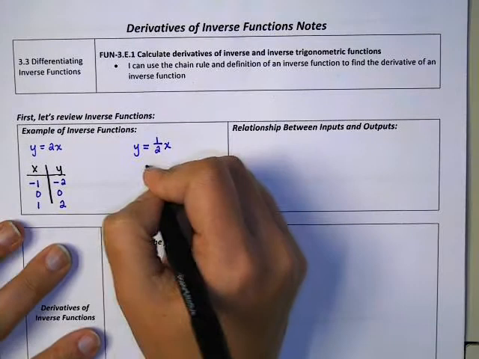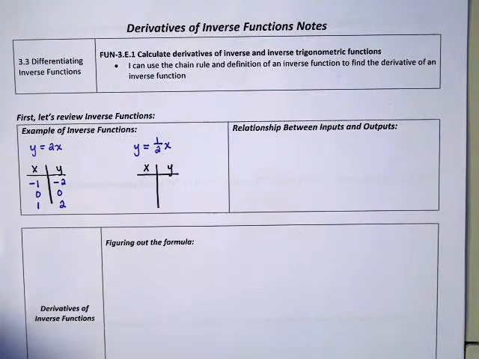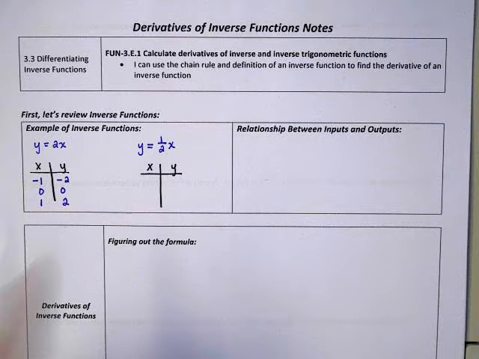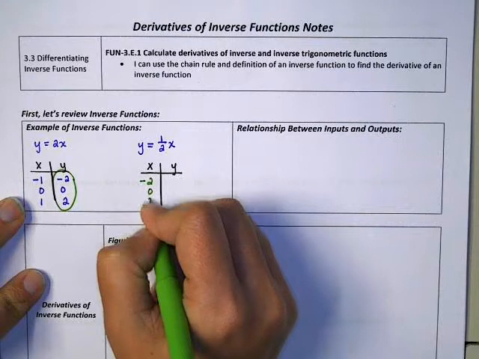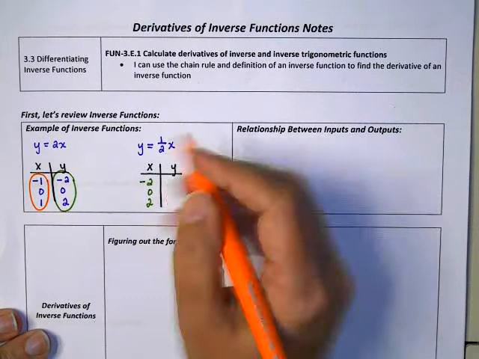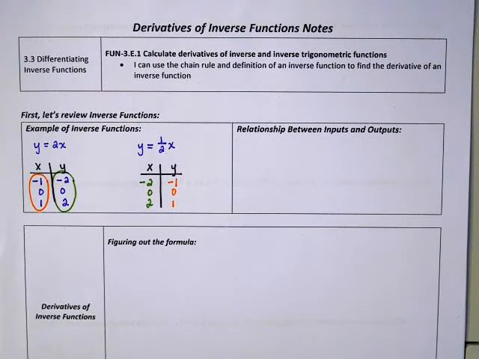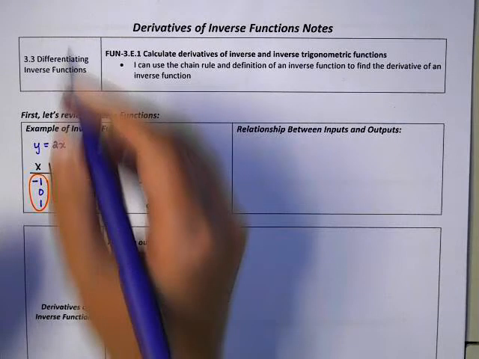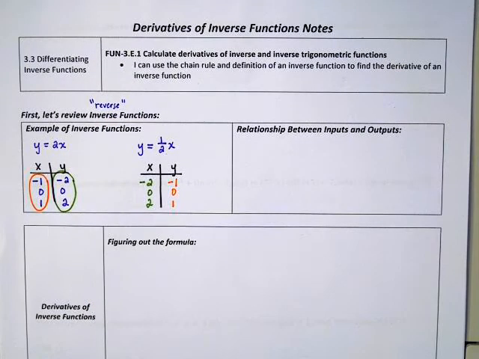The reason we would consider these functions inverses is because if we make a table of values for this one, if I plug in what used to be my outputs as the inputs in this table, you'll notice that what used to be my inputs now become my outputs by plugging them into the equation. So we consider these inverses because the functions are the reverse of each other. Inverse is kind of like thinking about reverse. It's a function that reverses the inputs and the outputs for another function.